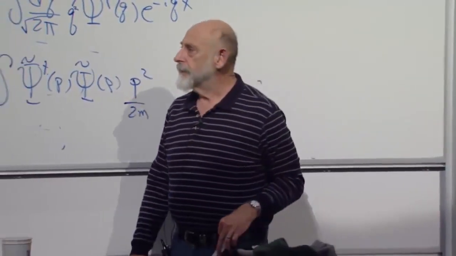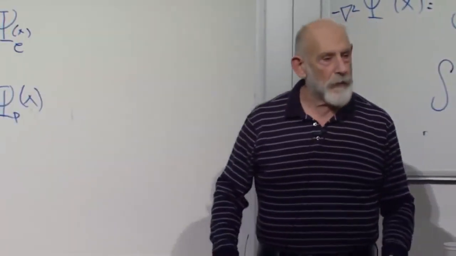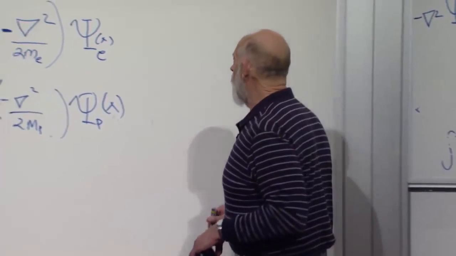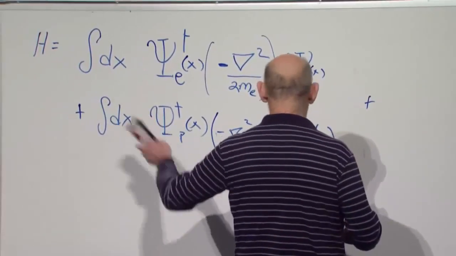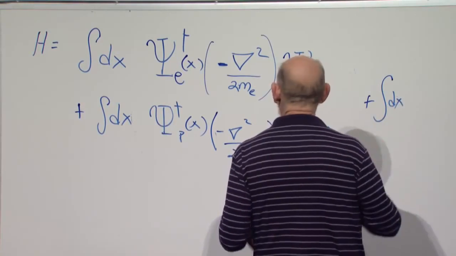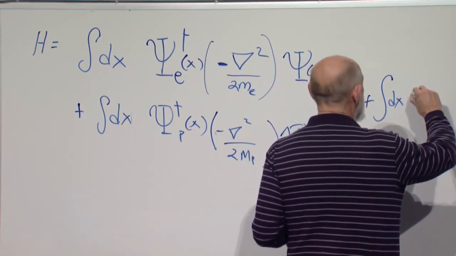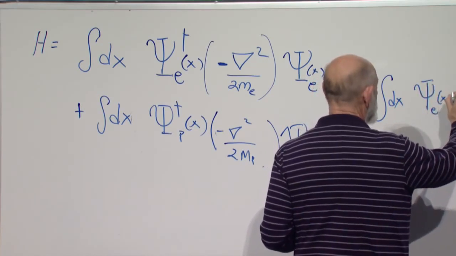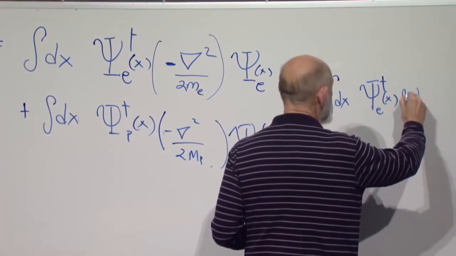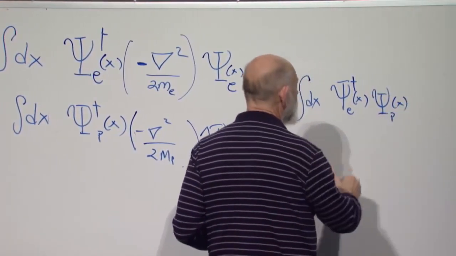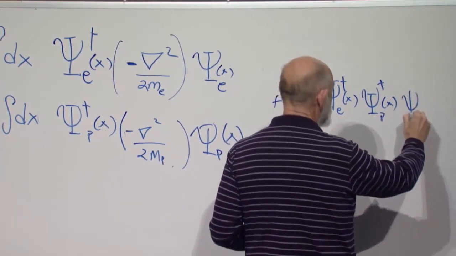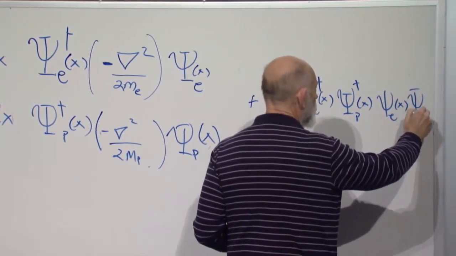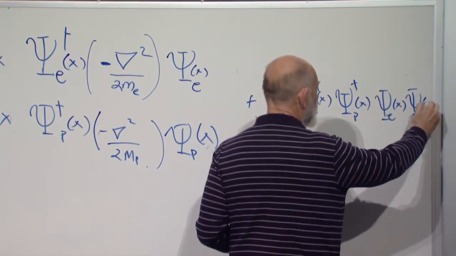kinetic energies. Now, I'm going to add something. It's not the realistic, real interaction between electrons and protons. This is just a model interaction. And what I'm going to add is plus the integral over space, integral dx, times the creation operator of an electron at point x times the creation operator of a proton at point x times the annihilation operator of an electron at point x times the annihilation of a proton at the same point x.